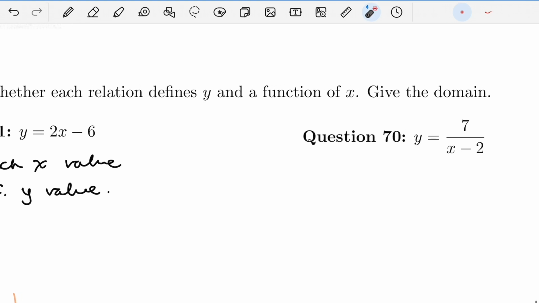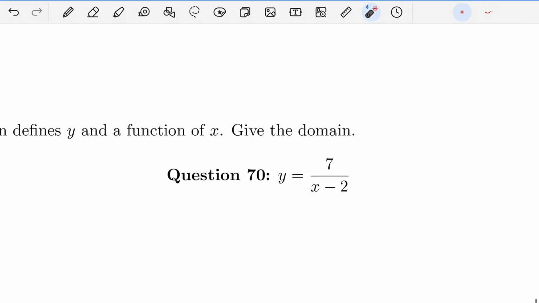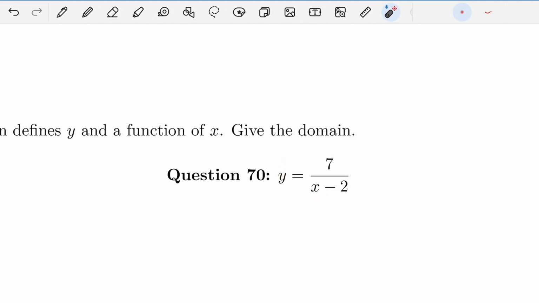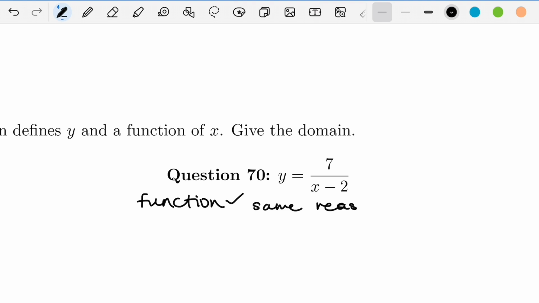Now, let's look at one last example here. We have this guy here, y is equal to 7 over x minus 2. Now this one is also a function by the same reasoning here. No matter what x we plug in here, we're going to get a different y value. So this is going to be a function. And then I'll just write same reasoning as the last example. Well, if I can spell reasoning.